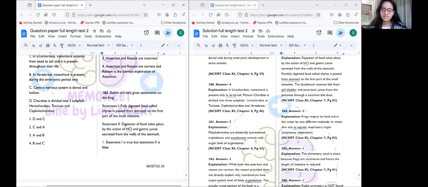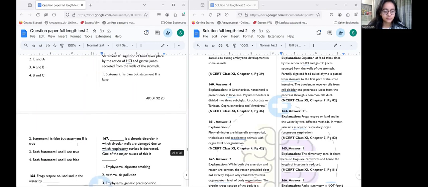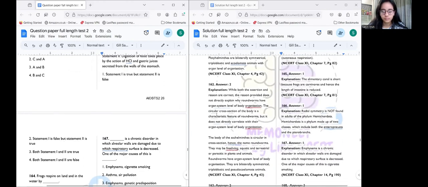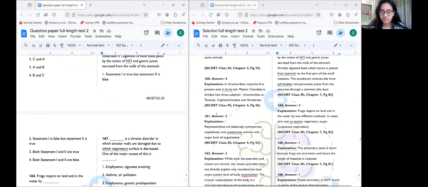Okay. The first statement is incorrect. You'd be wondering why. The only catch here is that it's not fully digested food. It's partially digested. So partially digested food called chyme is passed from stomach to the first part of small intestine. So the answer is statement 1 is false, but statement 2 is true, which is 163. The answer is number 2. Okay, let me just check if that's the correct answer.